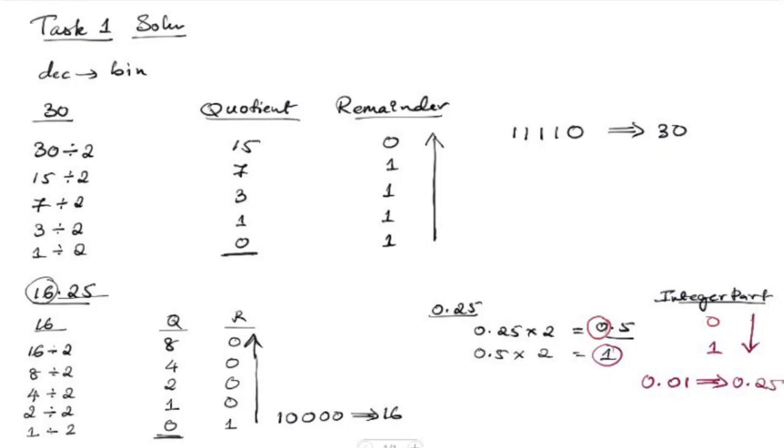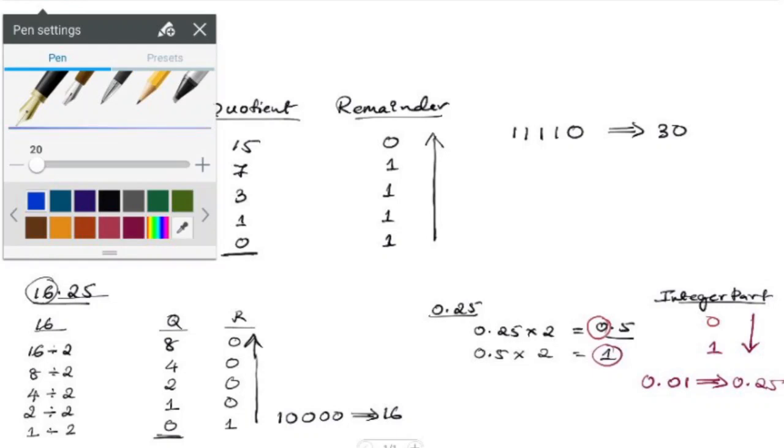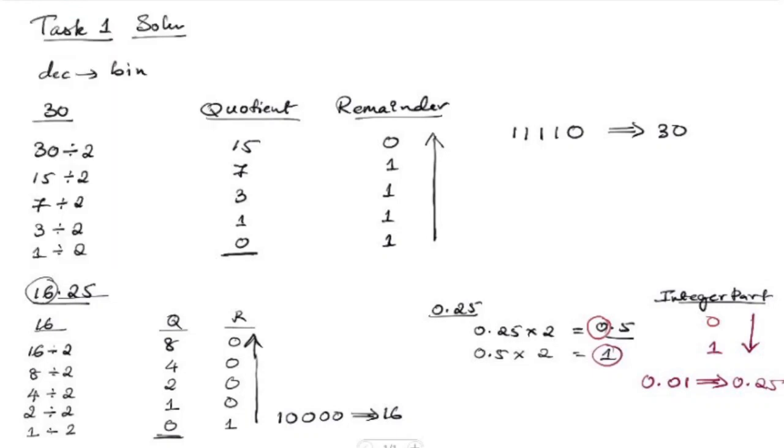and the whole number, now if we write it down, 16.25 will look like 10000. So I'm taking it from here, so 1 and then 4 zeros, then 0.01, and this is equivalent to 16.25.